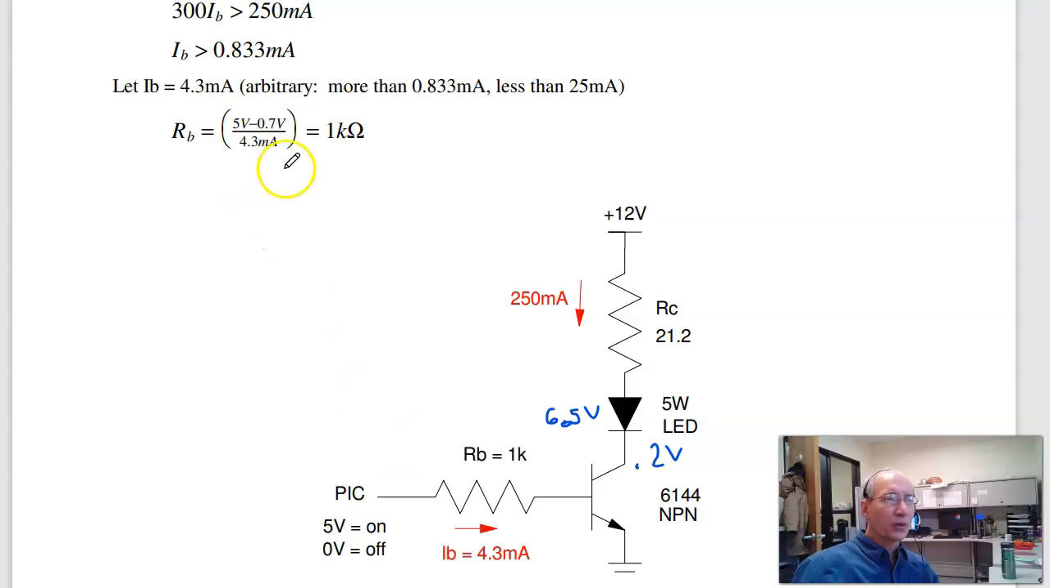I chose 4.3. Once you pick the current, find the resistance RB. If this is 5 volts, this is 0.7. Again, this is a diode. Voltage drop across the silicon diode is 0.7 volts. 4.3 volts at 4.3 milliamps is 1K. And this can actually vary quite a bit. As long as you get between 0.8 and 25 milliamps, RB is fine.